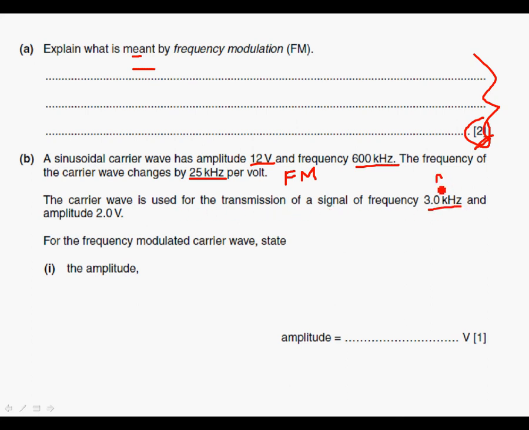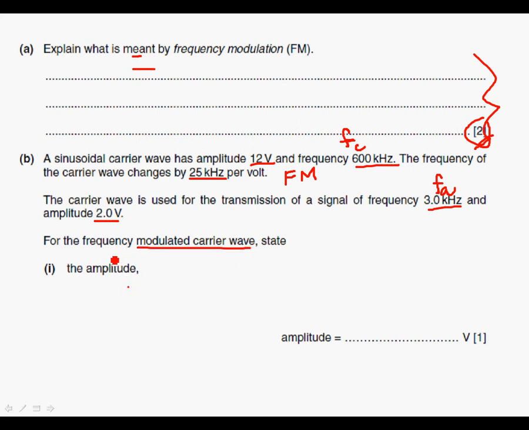The carrier wave is used for an audio frequency of 3 kilohertz. So this is your audio frequency. This is your carrier frequency, and the amplitude is 2 volts. The question here is to state the amplitude of the modulated carrier wave.